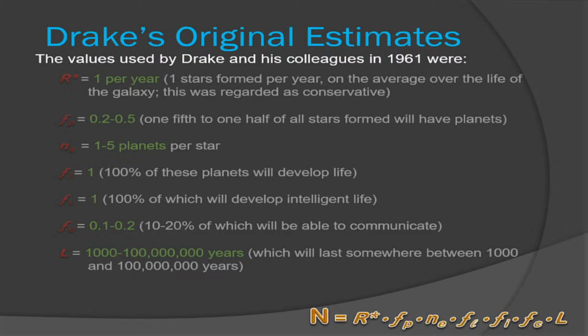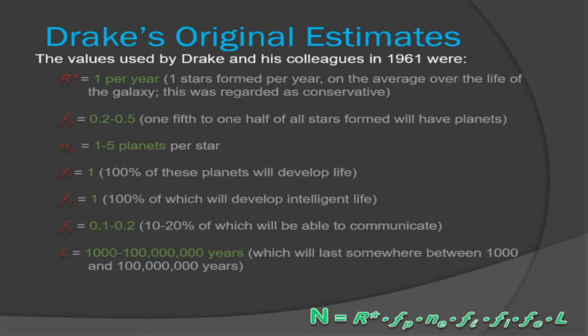And how many of these planets that develop life will develop intelligent life? Well, he believed it was almost a certainty, if not 100% certain. And then the fraction of intelligent species that progress technologically to the point where they can communicate via radio or laser, or hurling pieces of matter at each other through space or whatever: 10% to 20% of which will be able to communicate.